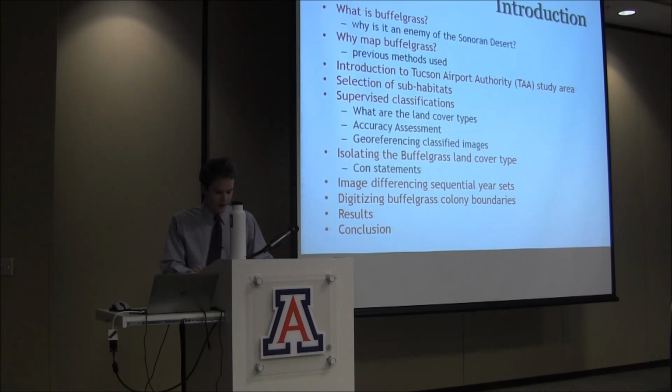why we need to map and monitor buffelgrass, and the shortcomings of previous techniques used, an overview of the data, an introduction to the study area and the subhabitats that were chosen for the analysis, how supervised classifications were used to locate buffelgrass within each scene, how conditional statements were used to isolate the buffelgrass land cover from these classified images, and then using these isolated or binary classifications to perform image differencing on sequential year sets to locate areas of growth, loss, and no change. Then we're going to identify large colonies of buffelgrass with these binary reclassifications to calculate patch size over the years. And finally, some results and conclusions for the analysis.